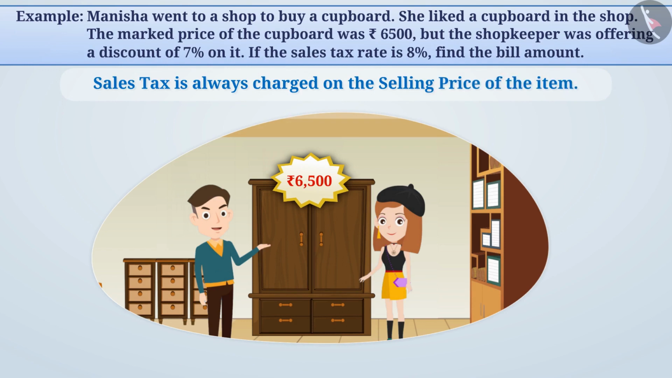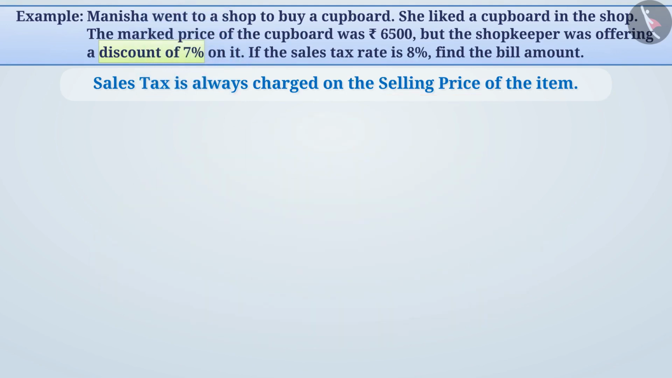Just think, is 6,500 rupees the selling price? Let me tell you, here 6,500 rupees is the marked price. To get the selling price, we have to deduct the discount from the marked price. Here we have given discount in percentage. So let's first find out how much discount will be given here.